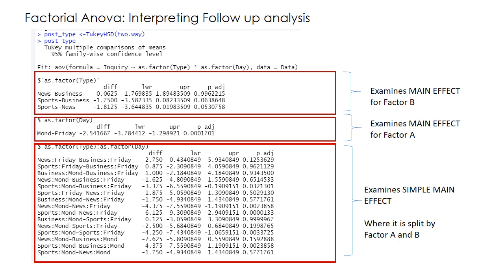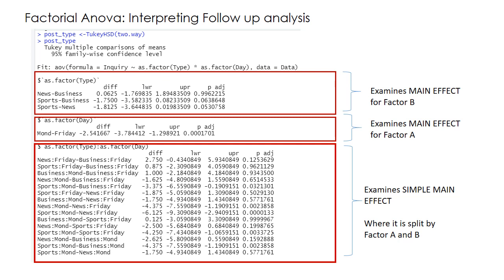So what it's presenting here is the main effect for factor B. Factor B is the type. So it compares between news and business, sports and business, sports and news. It doesn't care whether it is on Monday or Friday. It is doing it as a whole, just between the factor. It's just like running a one-way ANOVA, and then doing a Post hoc.